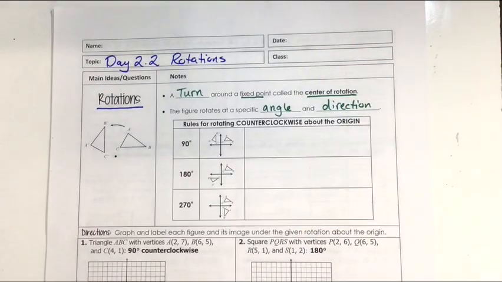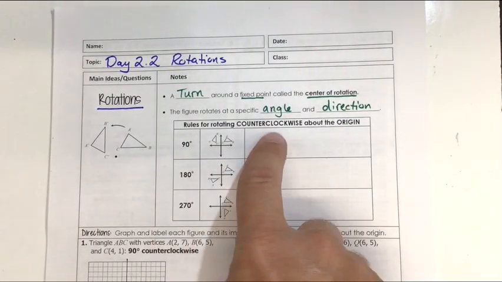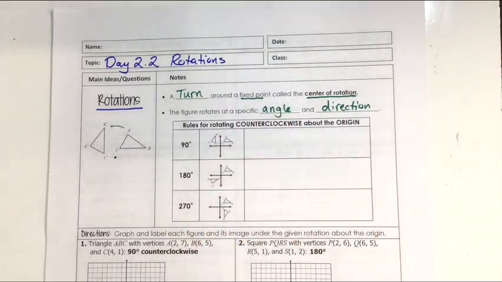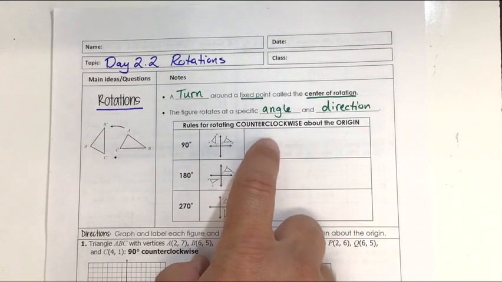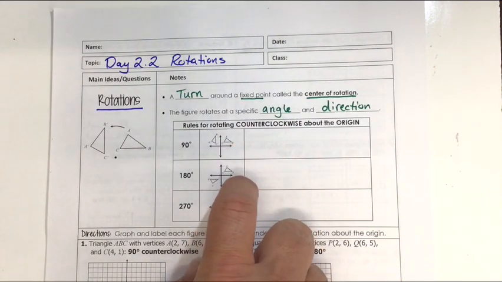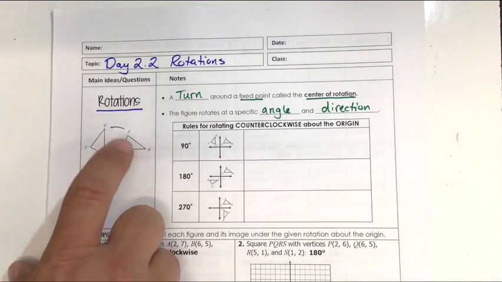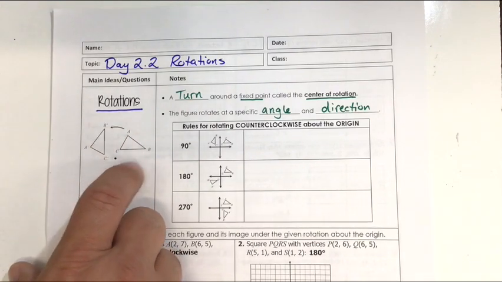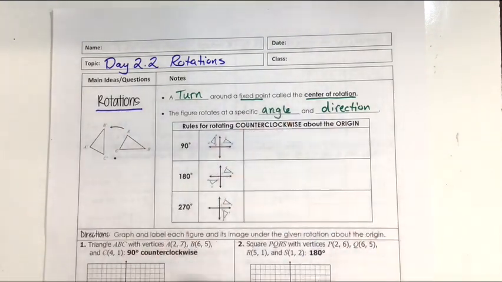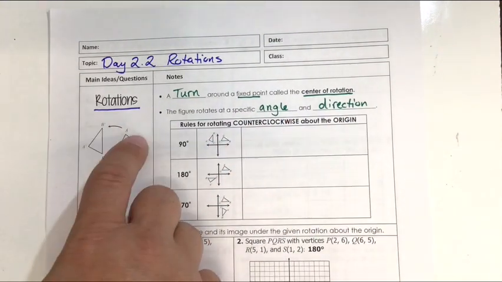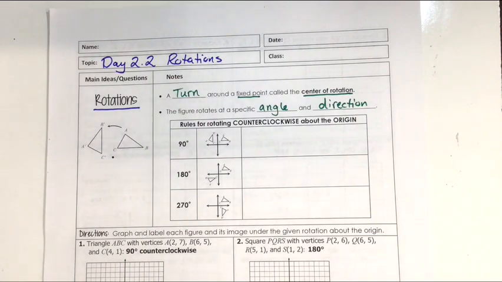Okay, the directions are either counterclockwise or clockwise, okay? Counterclockwise is opposite the way the hands move on a clock. So to the left and around, starting at the top, going backwards around the clock would be counterclockwise. If it goes the same direction as the hands on the clock, then it would be clockwise.